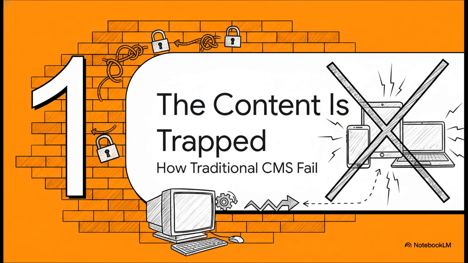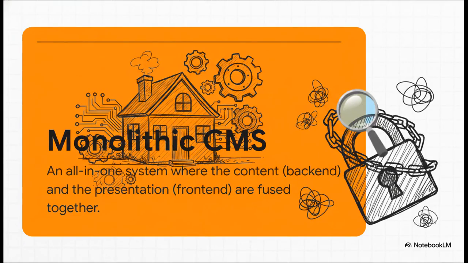So why does this even happen? Well, it all comes down to the way the old, traditional content management systems were designed. You know, they were built for a much simpler time, and frankly, they create a ton of modern problems. We call these monolithic systems. Think of a classic WordPress or Drupal site. The best analogy is a turnkey house. Everything is bundled together. The content, the design, the code. It's all one big interconnected thing.